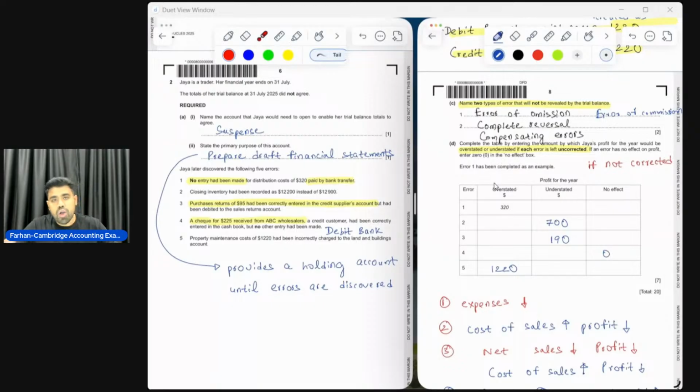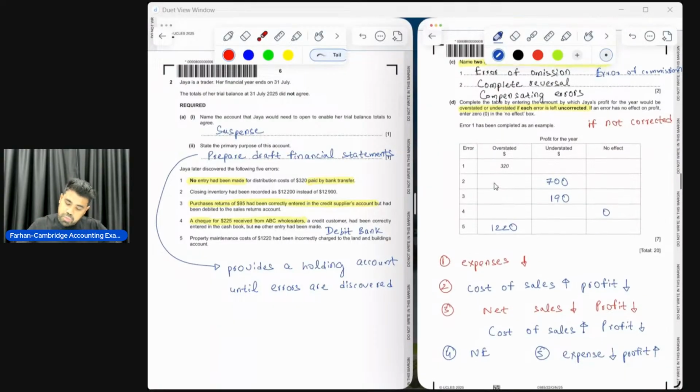And lastly, we've got the compensating errors, when errors cancel out each other, where you have recorded stuff on the debit and credit side, but by the incorrect amounts, as a result of which the overall effect is zero, which is what the trial balance can't really pick. Okay. Now let's understand part D in seriousness, because this is a different type of question here. In part D, we are required to complete the table by entering the amount which the profit for the year would be overstated or understated if each error is left uncorrected. So that is the key word.